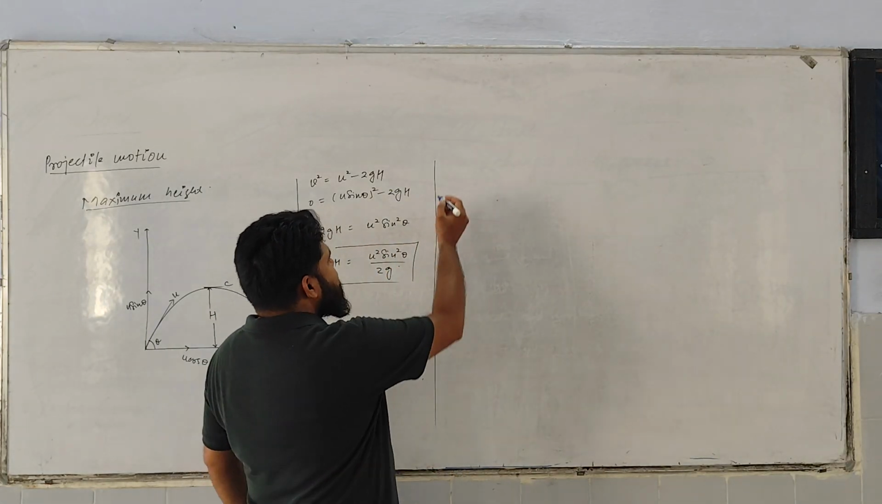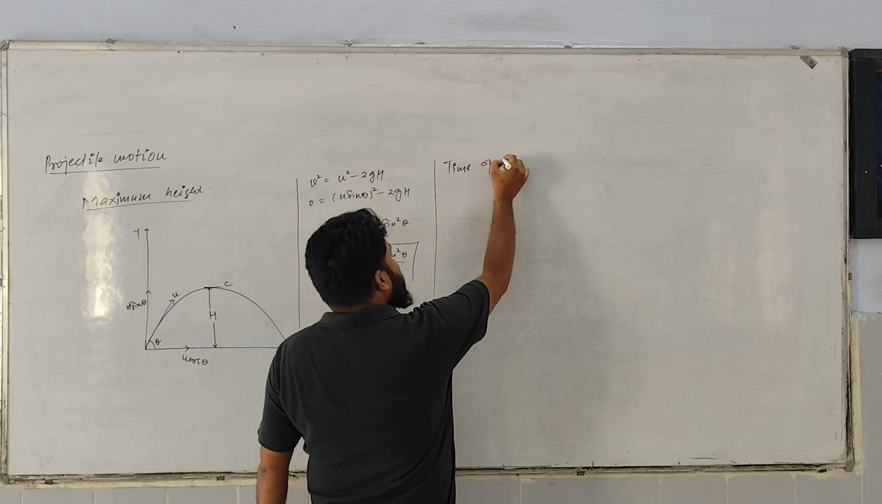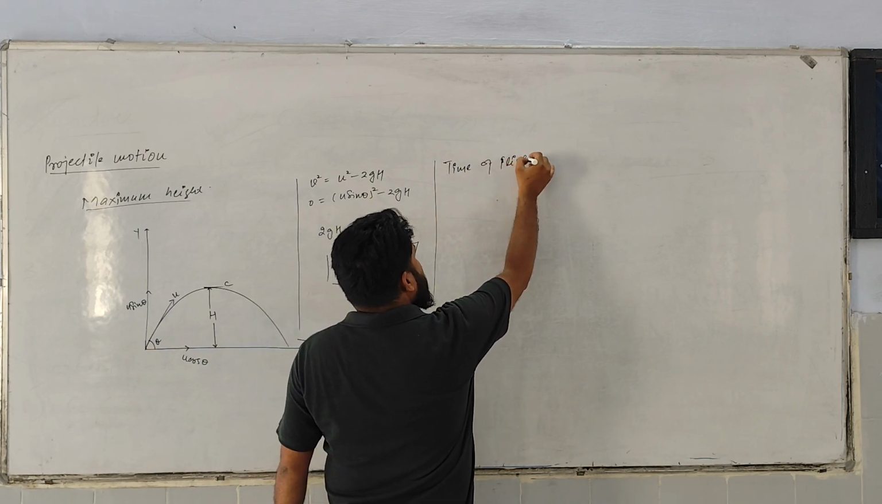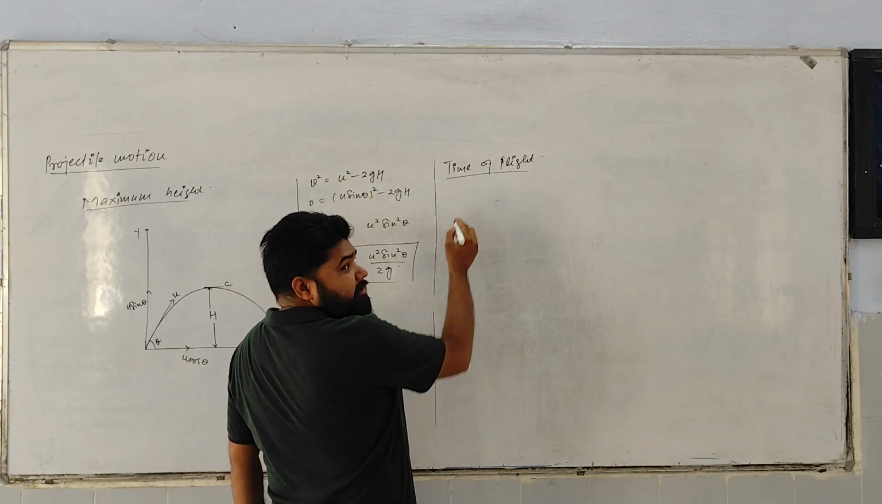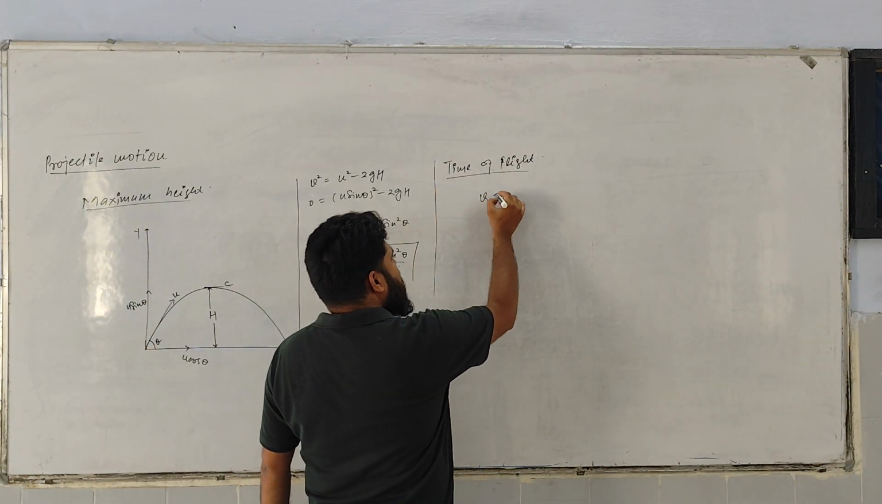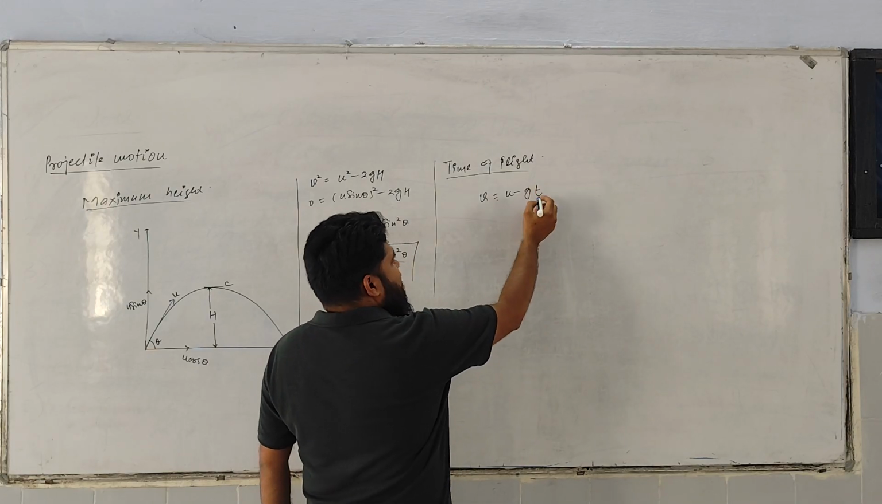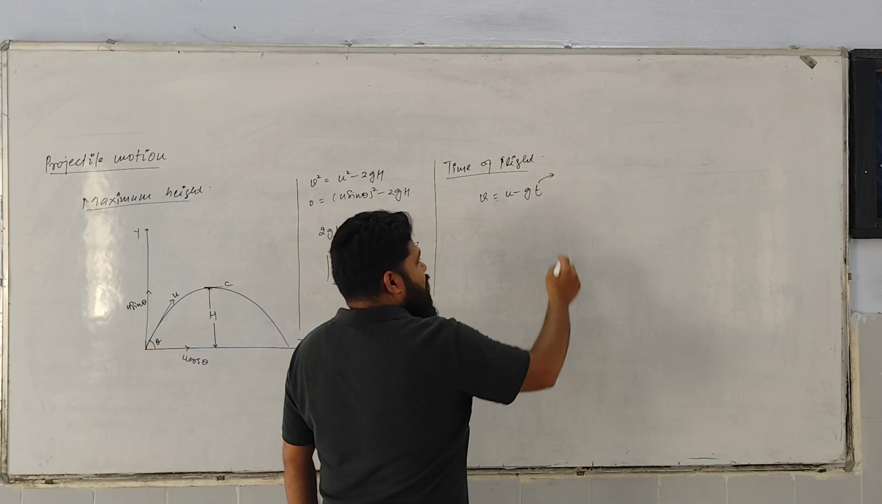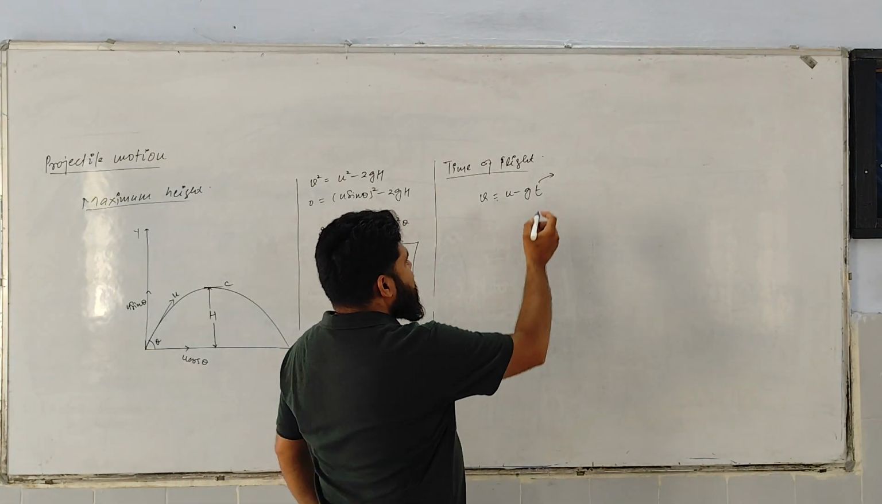So for the time of flight, from the first equation of motion, v is equal to u minus gt. Here t is the time during which the object reaches the maximum height, that means the time of ascent.